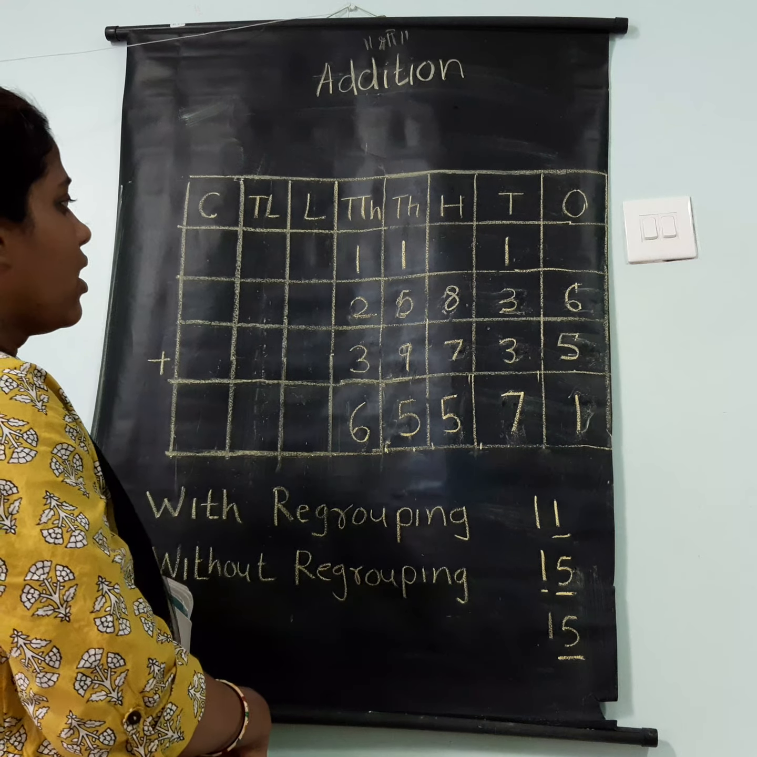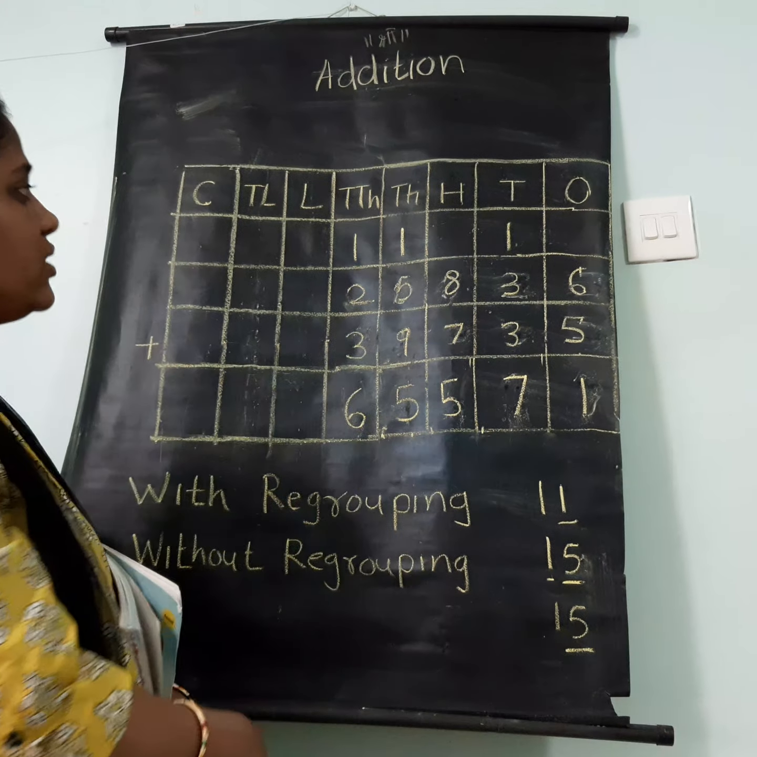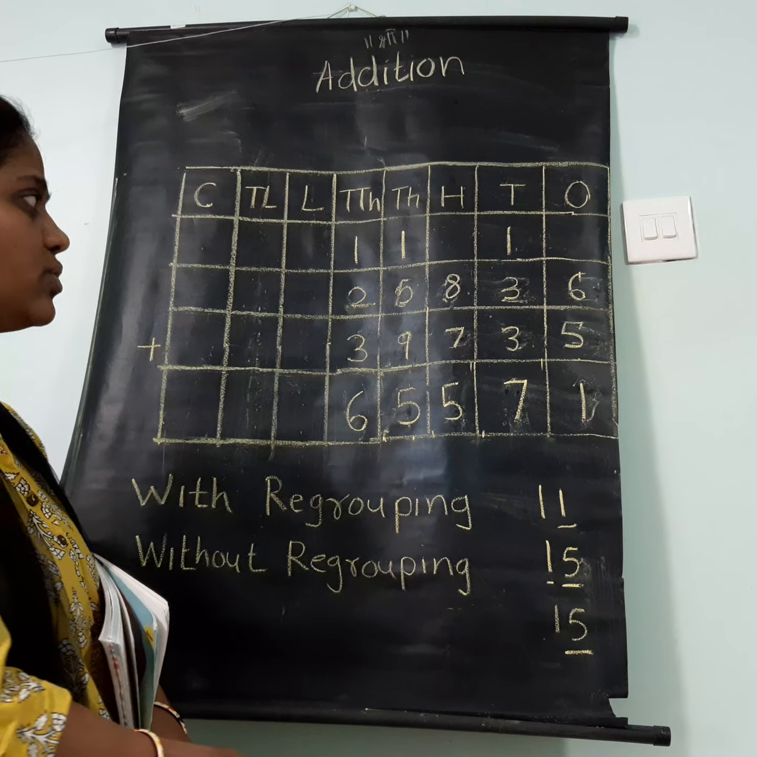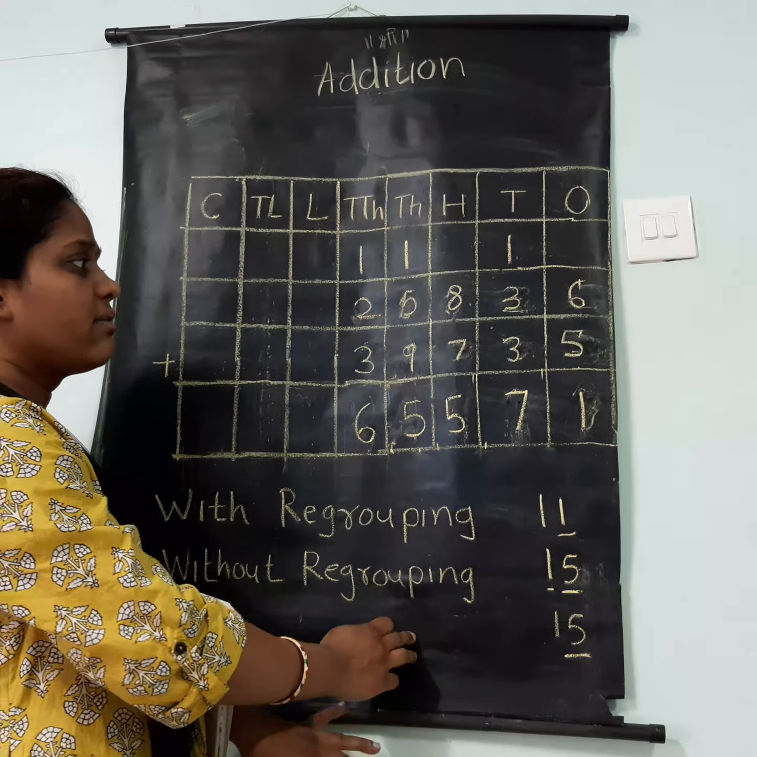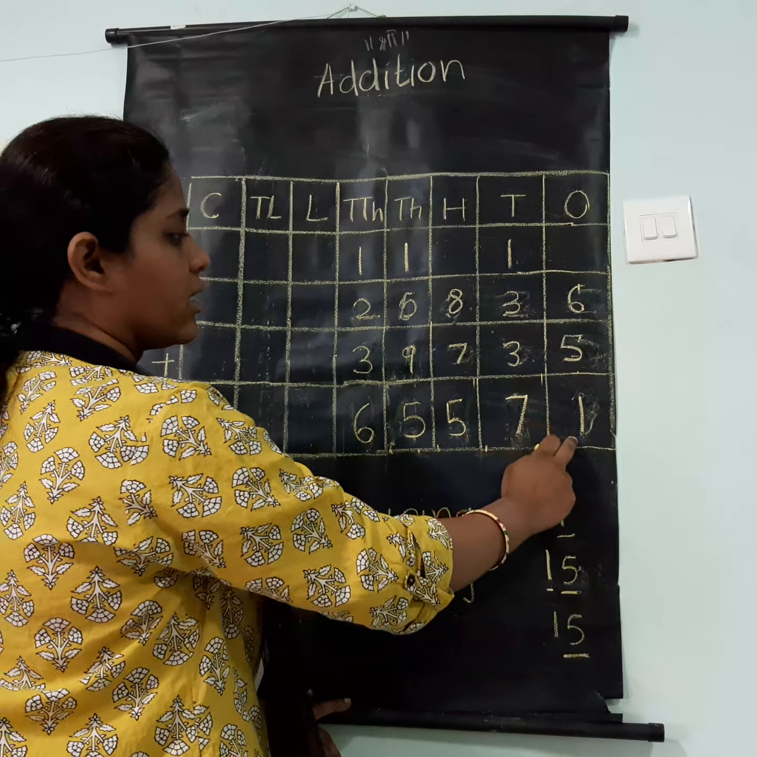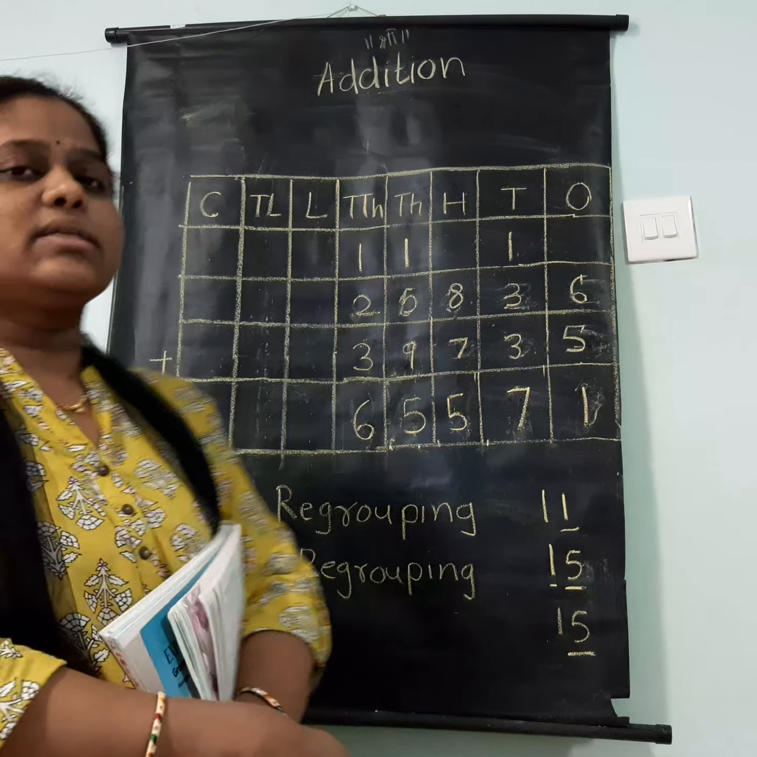So after adding 25,836 to 39,735, I got 65,571. So have you noticed the difference between the two sums I have solved?